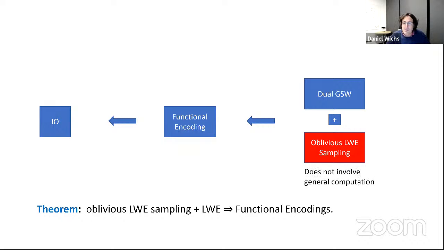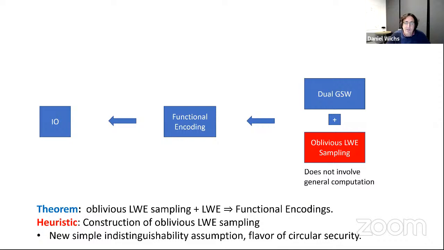We think this is nice because oblivious LWE sampling seems like a significantly simpler primitive, in contrast to I/O or functional encodings or functional encryption or many other primitives that we previously knew imply I/O. Oblivious LWE sampling does not involve general computation, doesn't really even involve computation, so it seems very different in flavor from many of the other primitives. Unfortunately, we don't know how to build oblivious LWE sampling from a standard assumption like LWE. Instead, we give a heuristic construction, and we prove security under a new non-standard but relatively simple to state indistinguishability assumption, which has the flavor of circular security.